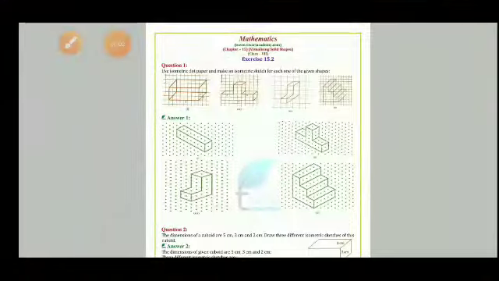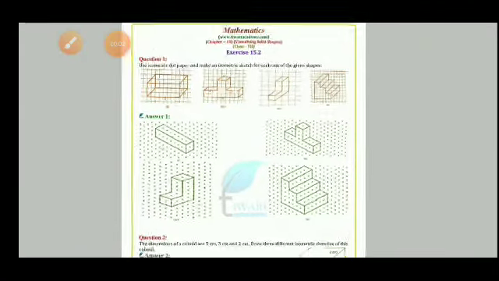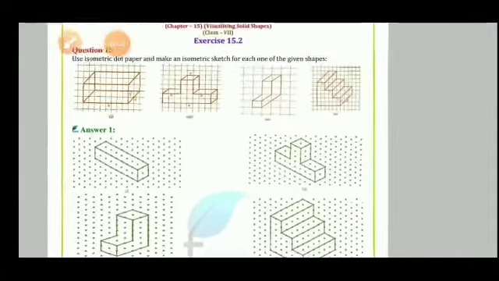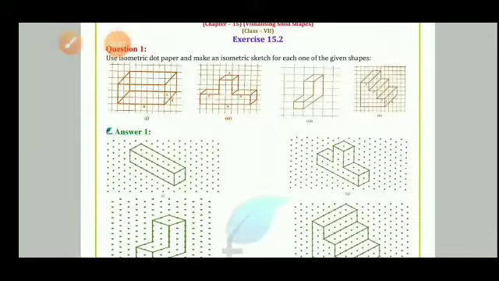Now after this we'll solve exercise 15.2. Start exercise 15.2 of chapter 15, Visualizing Solid Shapes. In question number 1, use isometric dot paper and make isometric sketches for each of the given shapes. So we can see here that we are using the isometric sheet.